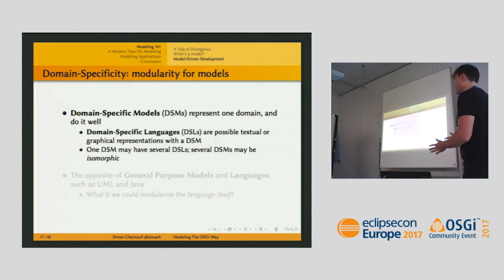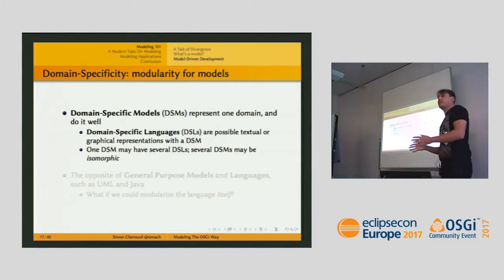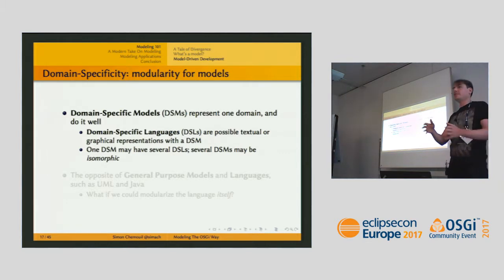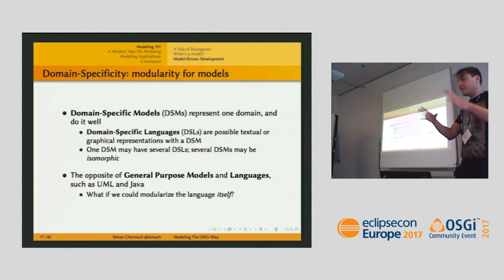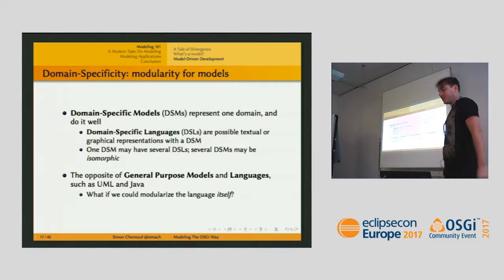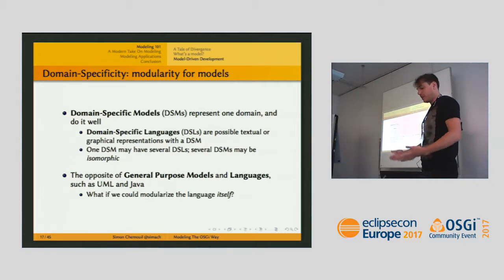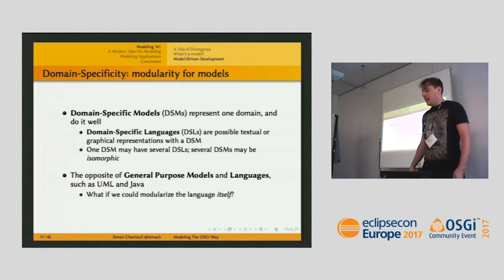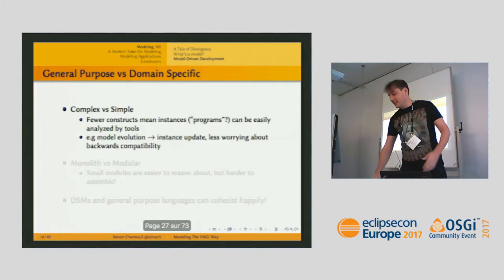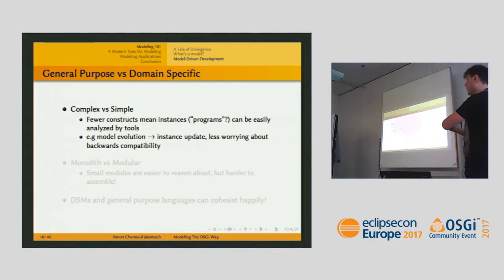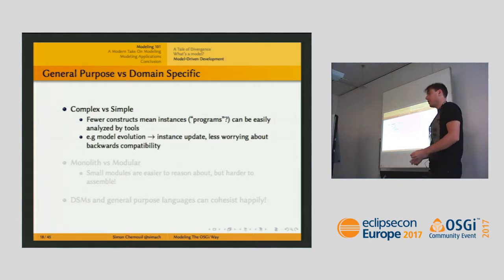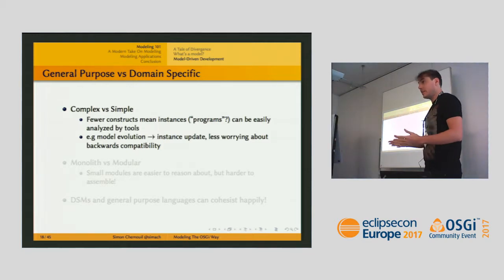So basically, domain specificity is modularity for models. Domain-specific languages are modularity for languages. Instead of having one big general-purpose language that has all the constructs, you modularize it in several models with the constructs orchestrated differently. And it has several advantages. So it's the complex versus simple axis. If you have fewer constructs, your instances are going to be smaller in terms of what they can do.